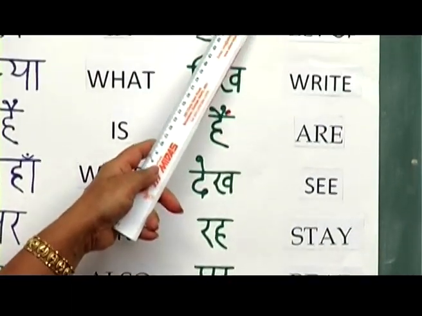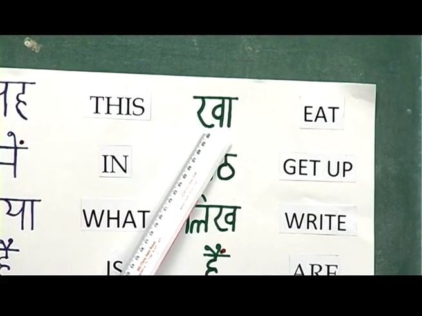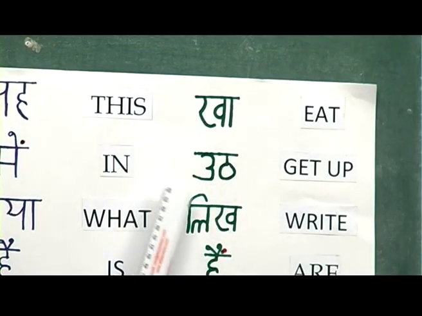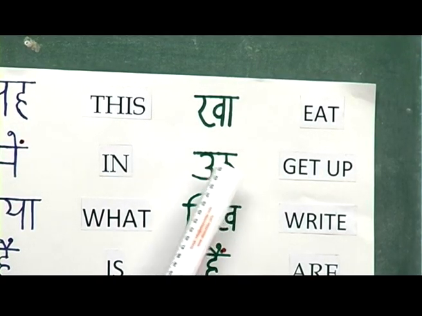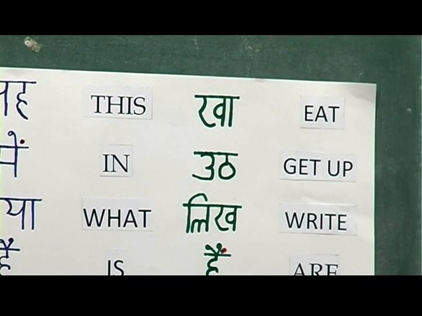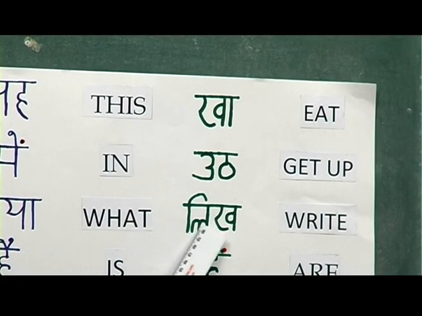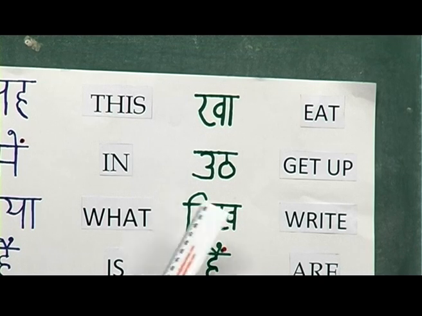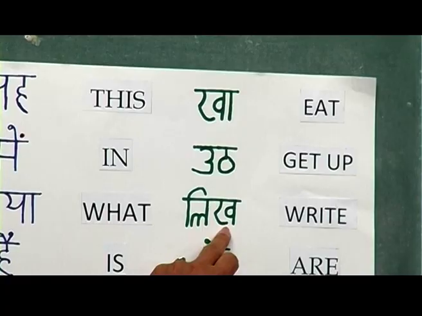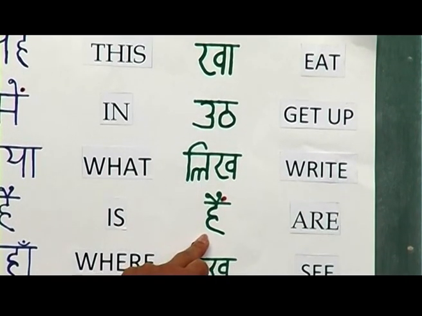Coming back to the top right corner, we have the letter K with R gives us ka, and it means to eat. We have U, also from the vowels, with T, ut, and that says get up. L with a short E. Okay, recall from the vowel, the short E with a K means to write. Then we have the hai.